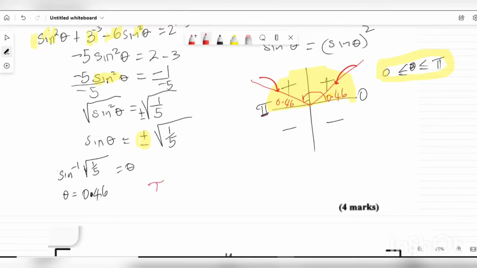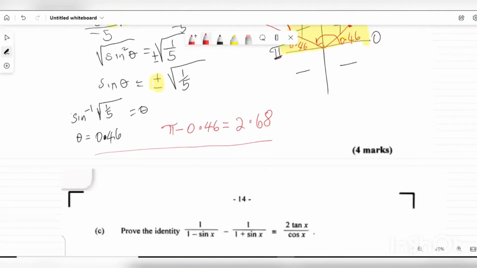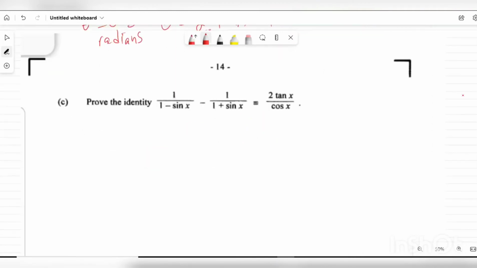So it's going to be pi minus 0.46, and we will get the other one. I got 2.68. 2.681. Yes, sir. All right, so let us represent properly. Because it says 1 dp, the first answer is 0.5, and the second answer is 2.7. Very good.